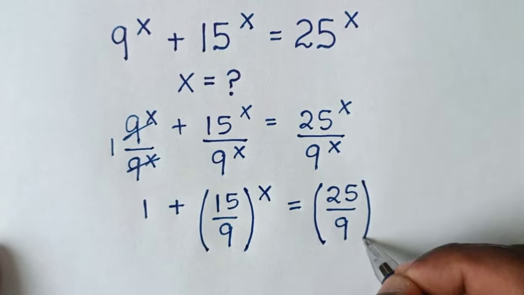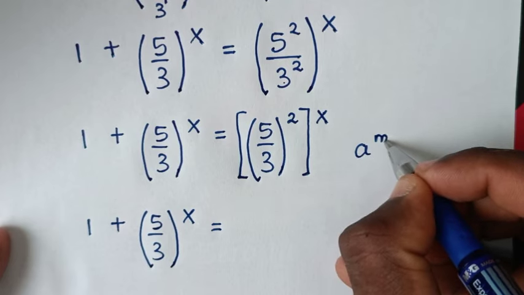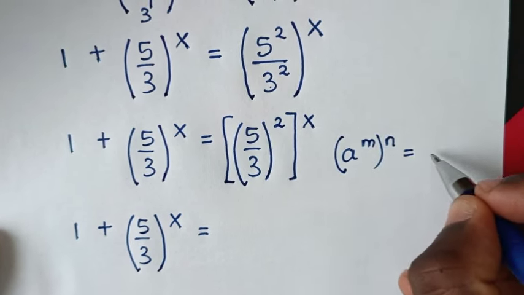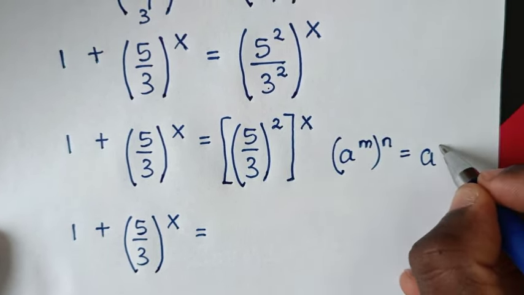Then in the next step, it will be 1 plus (5/3)^x is equal to, here we'll exchange the powers, power of x inside, power of 2 outside the bracket, by applying the exponent rule, which is (a^m)^n is equal to (a^n)^m. So here it will be ((5/3)^x)^2, with this power of x inside and power of 2 outside the bracket.